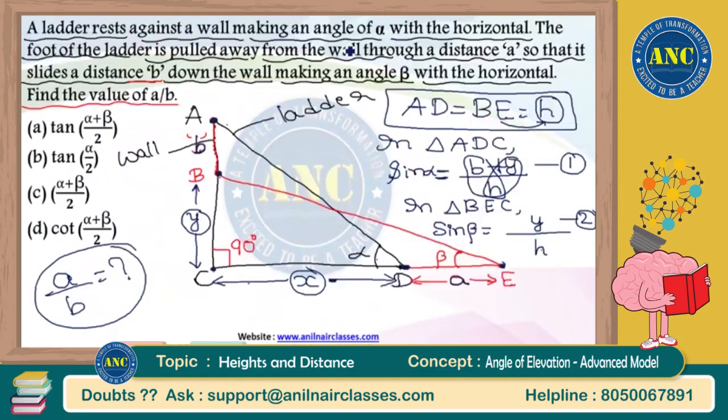But the answer options are not given like that. Answer options are definitely not given like that. It is given in terms of tan, or in terms of cot, or in terms of no trigonometric function at all.